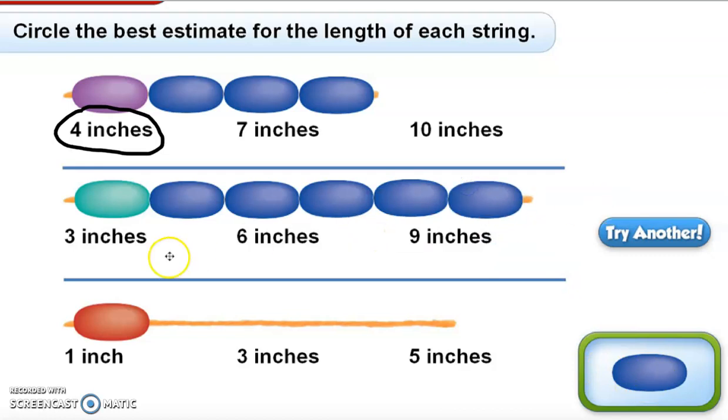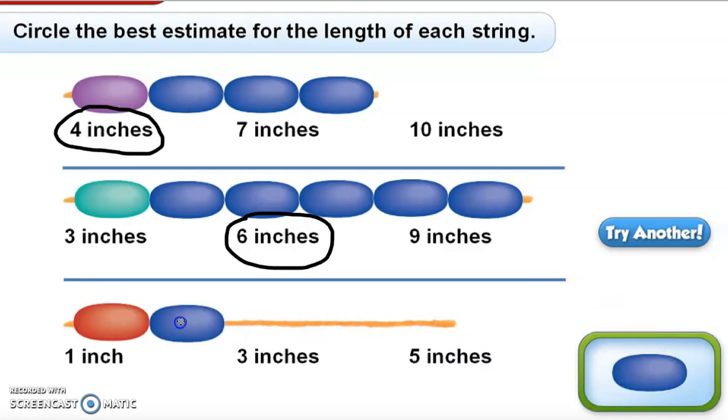Okay, so now we count. 1, 2, 3, 4, 5, 6. So this one we can circle 6 inches. Okay, and then the last one.